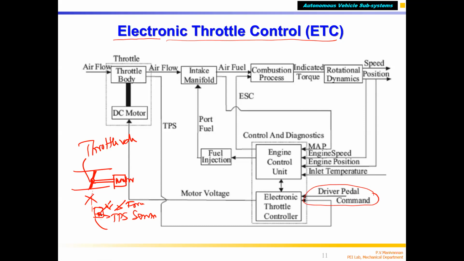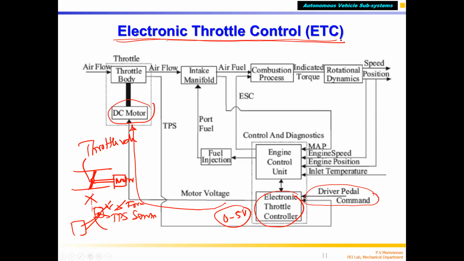Then there's a pivot, and the throttle position sensor is nothing but a sensor, correct? Depending upon the pedal position, this sensor generates 0 to 5 volts. This voltage is given to the motor, and the motor will open or close. So the motor is controlled by 0 to 5 volts, which in turn is generated by the TPS sensor, and there's no mechanical link. So this is called electronic throttle control.